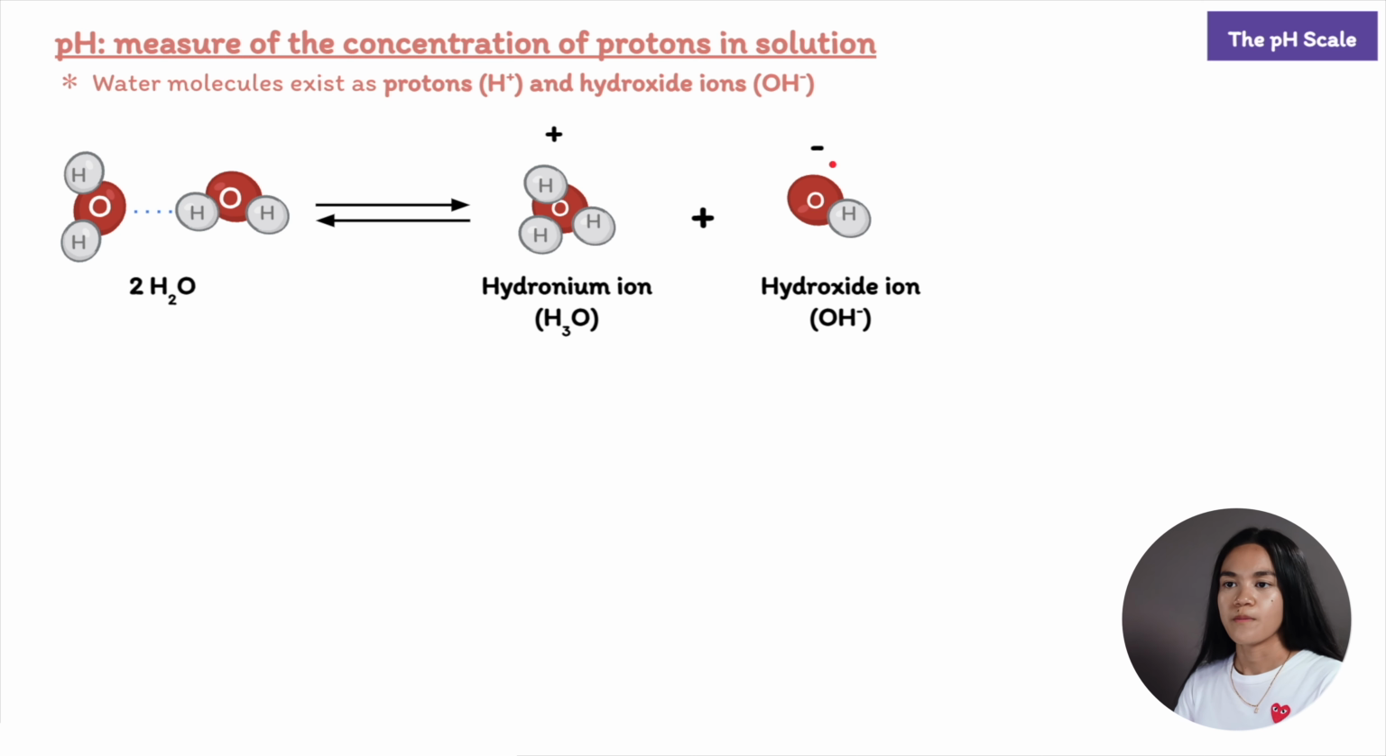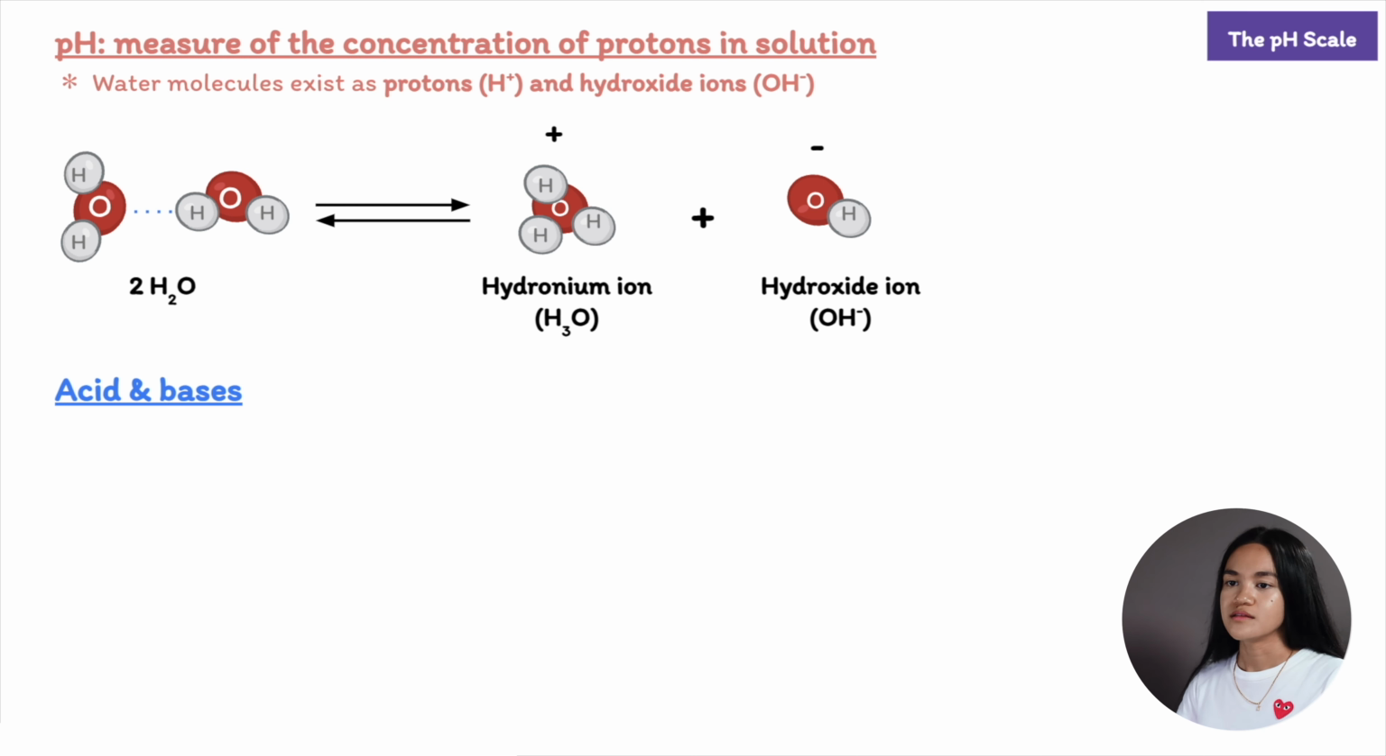So the proton binds to the other water molecule, making that molecule a hydronium ion. So we have two water molecules. The proton, or hydrogen ion, is transferred to the other molecule, making it a hydronium ion. And the other water molecule, which lost the proton, is now a hydroxide ion. So why would there be an imbalance of proton and hydroxide ion concentrations in an aqueous solution? This is where acids and bases come in.